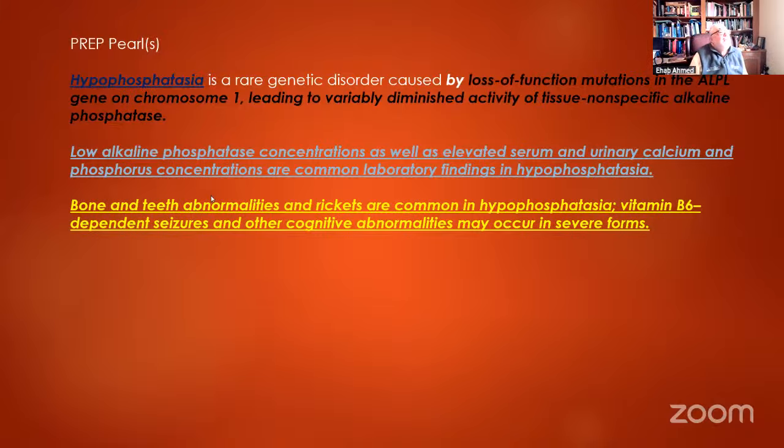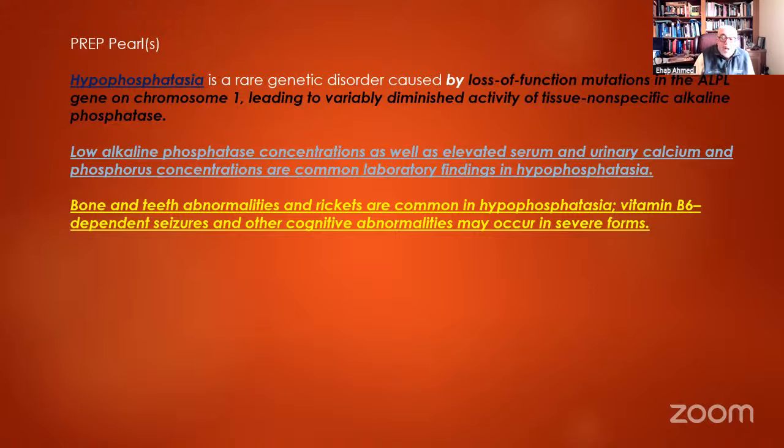So what we have is low alkaline phosphatase, elevated serum and urinary calcium and phosphorus. And the problem with the urinary high calcium and phosphorus is this baby might develop at some point nephrocalcinosis.